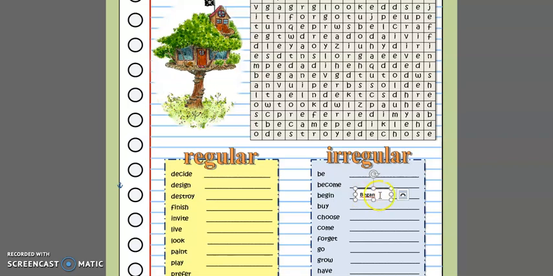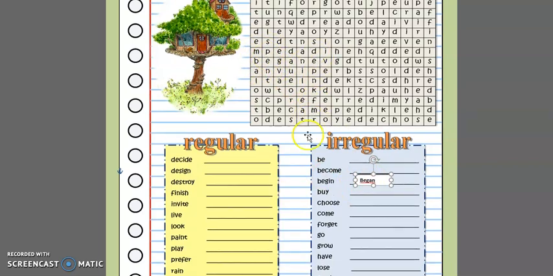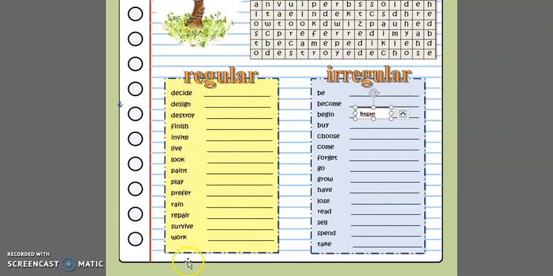Once we write the word in this column, we're going to search for this in here. Una vez que escribimos aquí la palabra, buscamos aquí esa misma palabra. In this case, here you can see it. Aquí la podemos ver. Began, began. You underline it, you color it, or you circle the word because you have already found it. Okay? Como ya la encontramos, la subrayamos, la coloreamos, o la encerramos en un círculo. Y así nos vamos con todos estos verbos y todos estos verbos. This is the activity number 1.